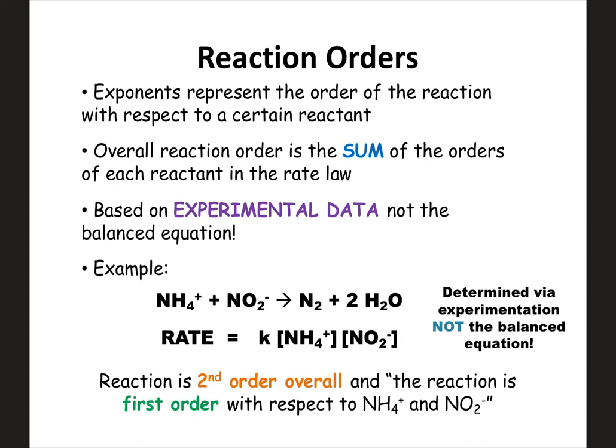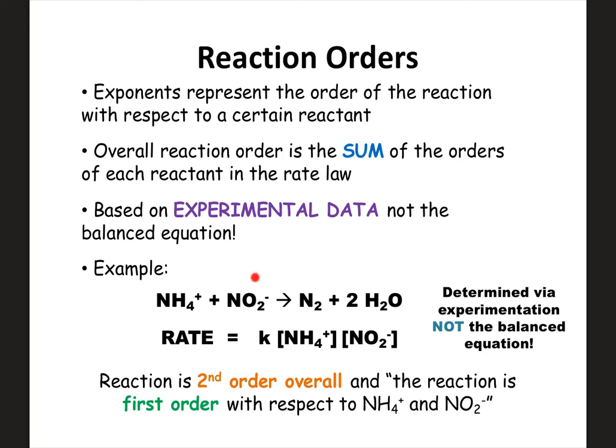Let's talk a little bit more about these reaction orders, those exponents in the rate law. They just represent the order of the reaction with respect to a certain reactant. But the overall order of the entire reaction would be the sum of those individual orders of the reactants themselves. So if you wanted to know the order of the entire reaction, you'd have to add up the individual reactant orders here. Again, this is based on experimental data, not the balanced equation.